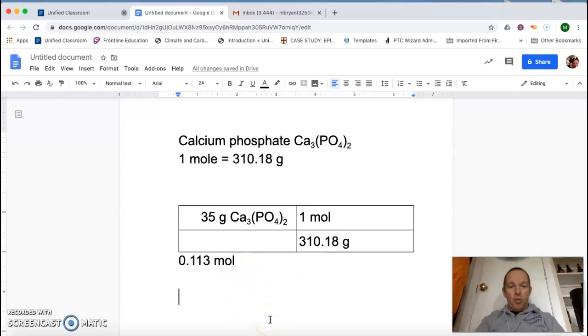Let's say I wanted to go from 0.473 moles of calcium phosphate.